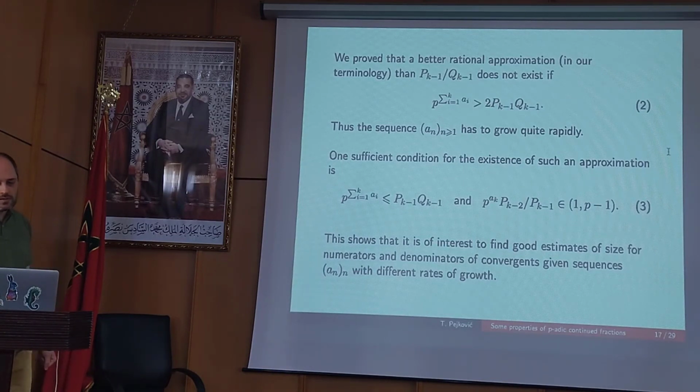And one sufficient condition for the existence of such approximations, so for existence of better rational approximations than this convergent p k minus 1 over q k minus 1, is the one in inequality 3. This shows that it is of interest to find good estimates of size for numerators and denominators of convergents given sequences with different rates of growth. And I think, although I have a lot more slides, this is a good time to stop my talk. Okay.